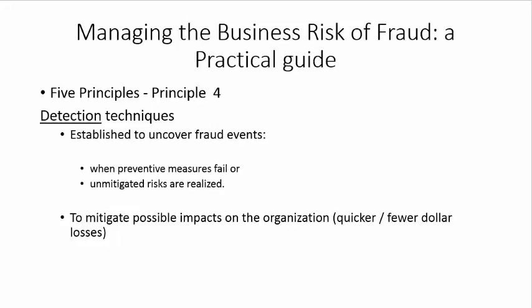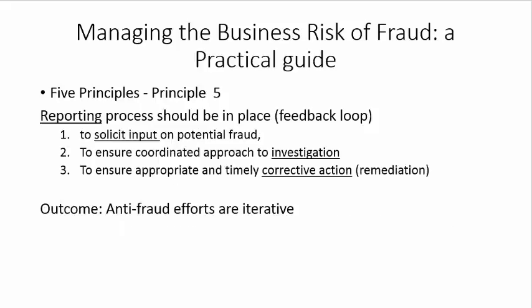Principle 4 then deals with detection, the detection techniques that need to be in place. Detection techniques should be established to uncover fraud events when prevention measures fail or unmitigated risks are realized. Remember, the cost benefit prevents a firm from preventing all frauds. As such, some fraud risk will end up being unmitigated. Occasionally, unmitigated risks will be realized. In other words, fraudsters will take advantage of unmitigated risk to cause harm.